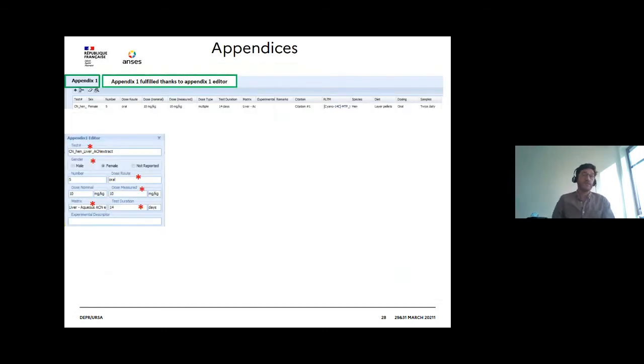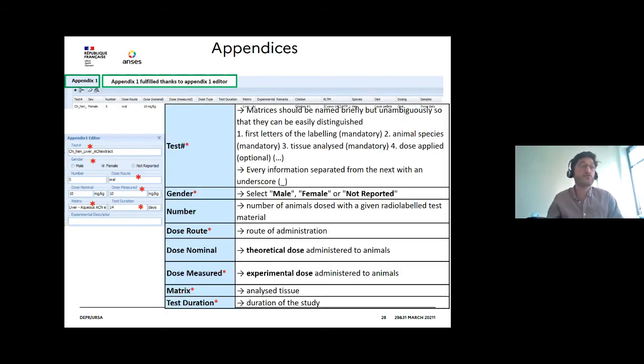In Appendix 1, the various treatment groups tested in the study are defined and listed as a test. To add a treatment group, click on the plus icon and the Appendix 1 editor will open. A treatment group may be defined by different parameters we will develop.